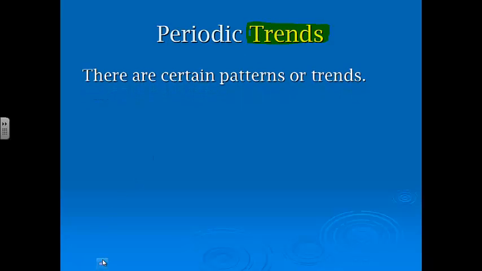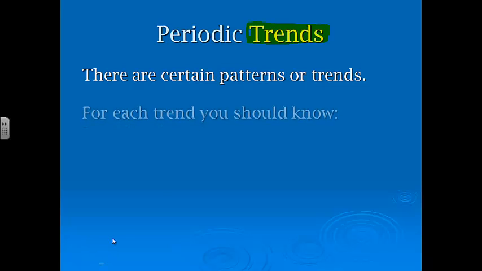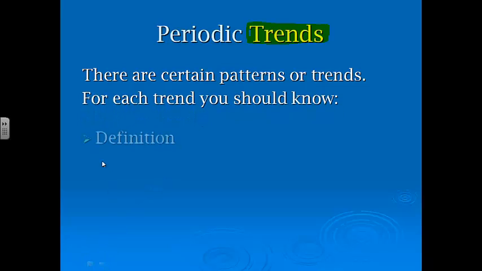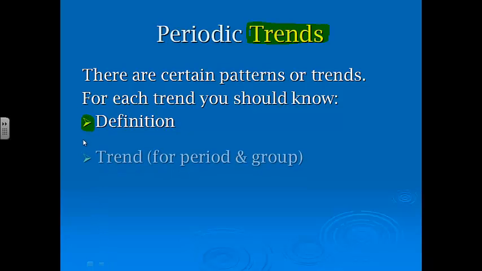Everybody follows the same idea, and that's what we're going to talk about with trends. There are certain patterns or trends for the periodic table. It's why it's organized that way. And for each trend, there's certain things you should know. You should know the definition. What does it mean? We've already done most of these with our vocab.